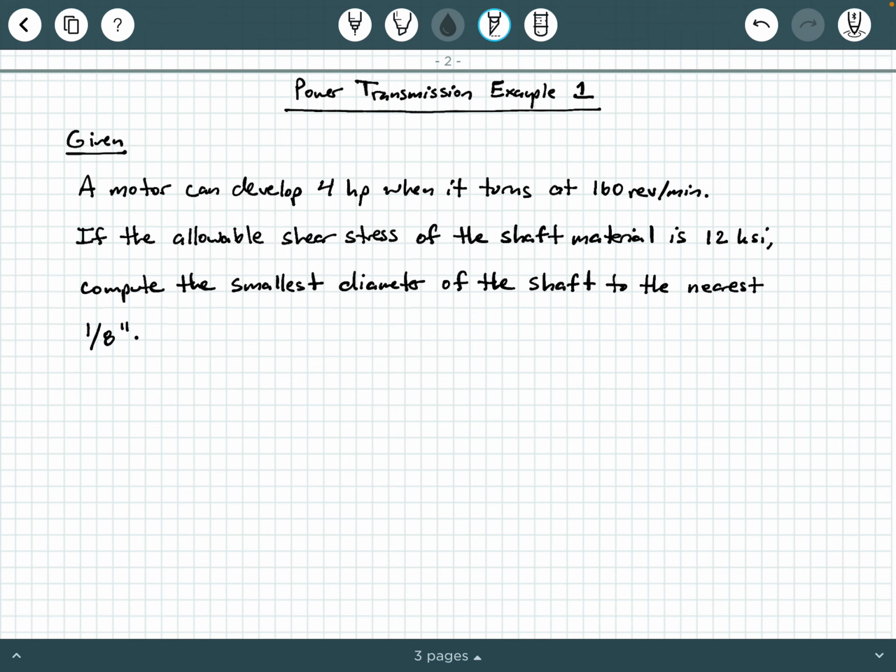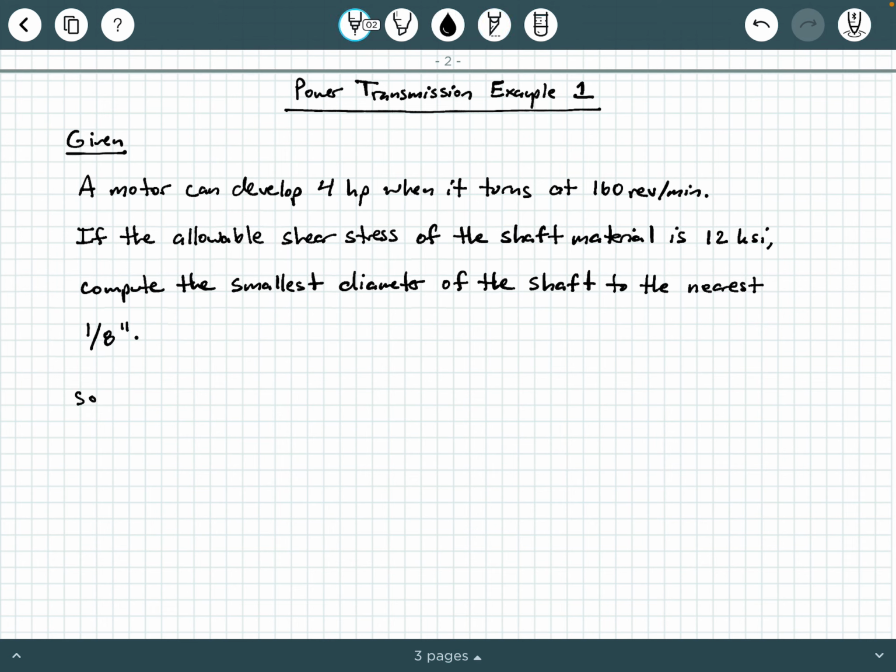In the given information, we're being told that a motor can develop 4 horsepower when it turns at 160 revolutions per minute. If the allowable shear stress of the shaft material is 12 ksi, compute the smallest diameter of the shaft to the nearest 1/8 of an inch.